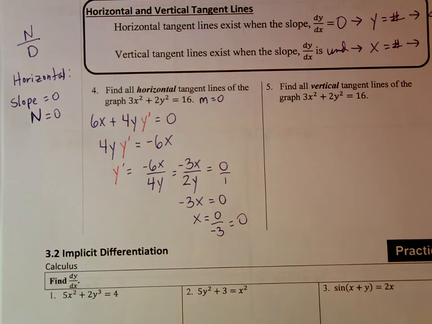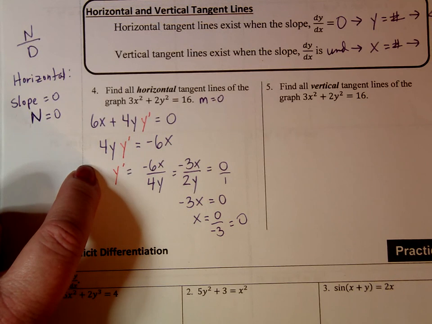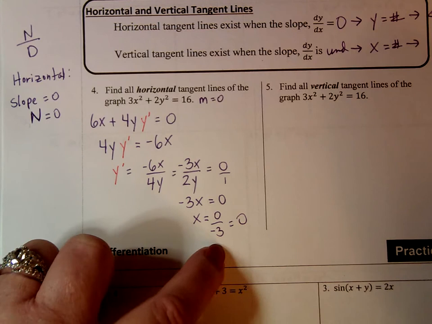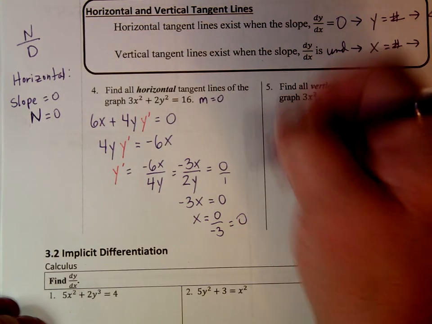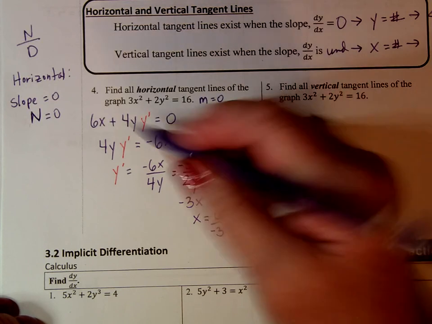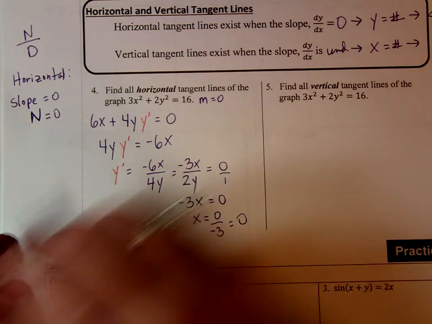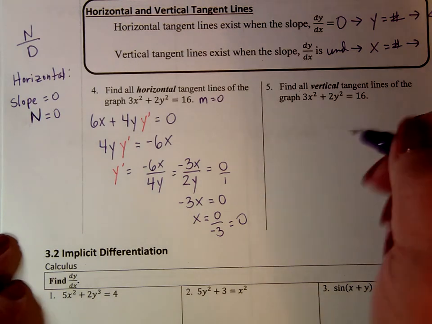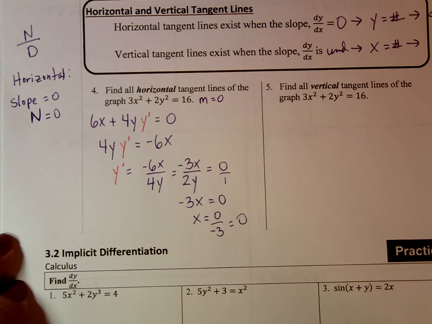But I need to go back. I agree with this, x equals 0. All right, so nonetheless, I've got a slope of 0. Never mind. We're good on where we're at here. We're going to do vertical, and we're going to add to our margin in a second.